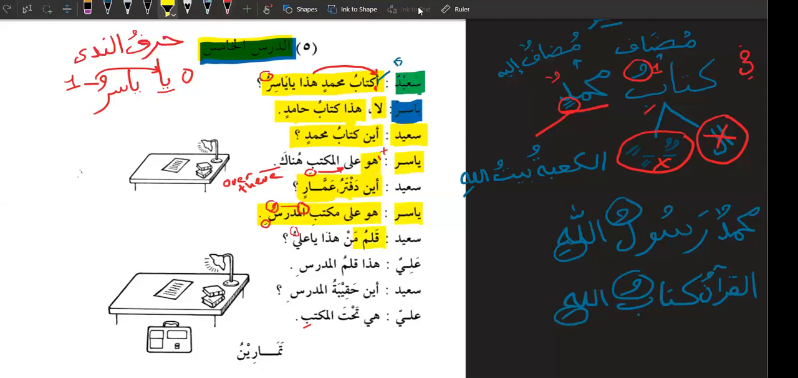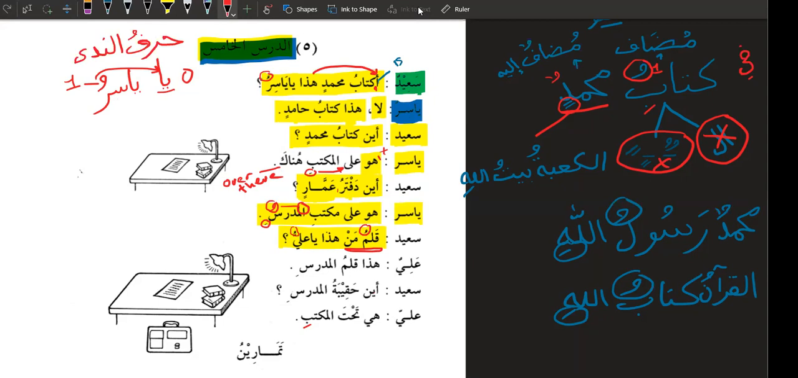قال سعيد قلم من هذا يا علي. Okay, so the مضاف إليه in this sentence is here. قلم من. That's why قلم has one dhamma. It is مضاف and we have مضاف إليه because man is still somebody. So we say قلم من, which means whose pen. So the who is the مضاف إليه, the man. Okay, so he's asking a question. قلم من هذا? Whose pen is this? يا علي. Oh Ali.